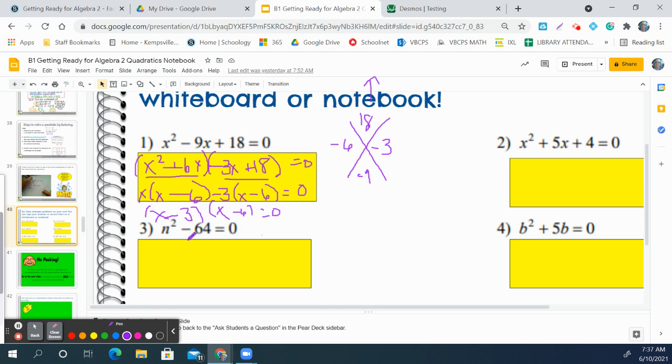So what are our roots? What are our solutions? We're going to take this part. This is the new part for today. Take that x minus 3, x minus 3 equals 0. If x minus 3 equals 0, what's x equal? Yeah, 3. And x minus 6 equals 0. What's x equal? 6. Those are our answers.